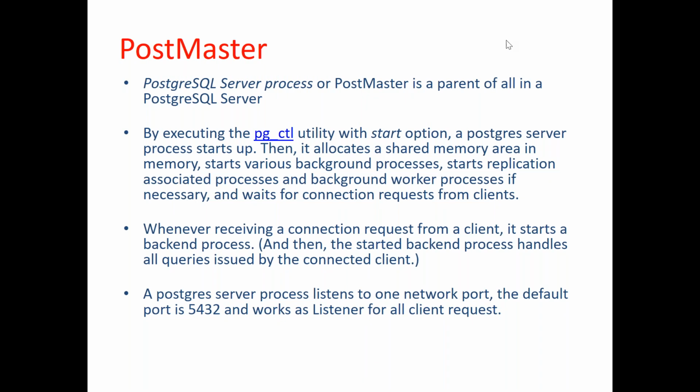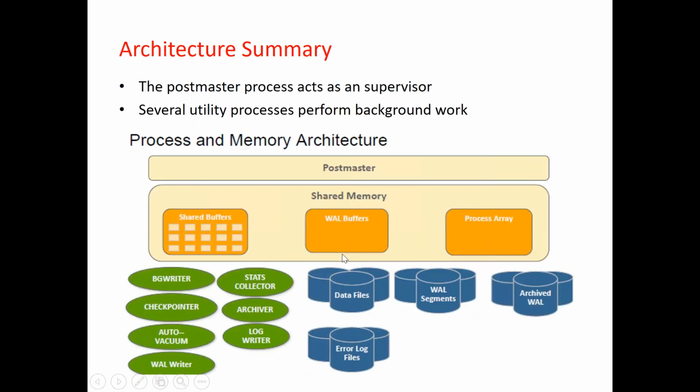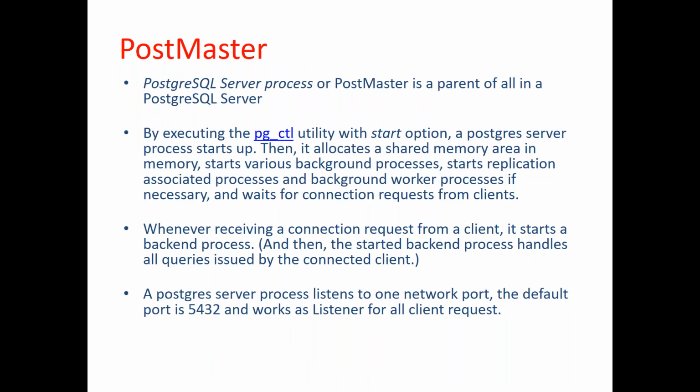The postmaster is the parent process of the PostgreSQL server. By executing the pg_ctl utility with the start option, a Postgres server starts up. It allocates a shared memory area in the memory, starts various background processes, starts a replication associated process and background worker processes if necessary, and waits for any connection to come in. So whenever you start your database or your database cluster, this structure comes up: the shared memory, the postmaster, some processes, and some files on the disk.